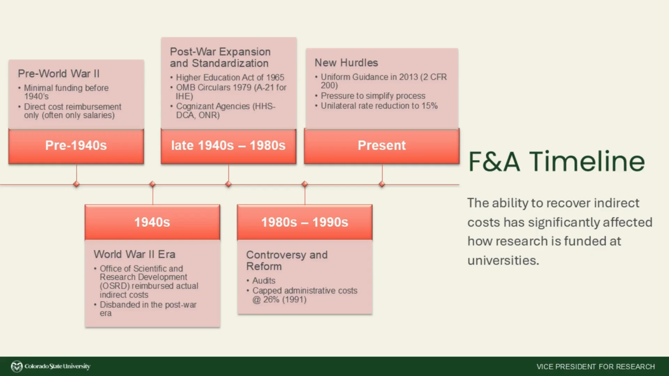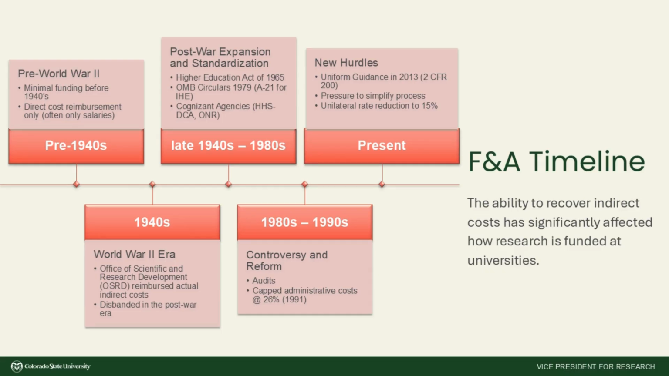So first slide here, I just wanted to talk about the long history of cost reimbursement and indirect cost reimbursement with the federal government for research and support of the research infrastructure. Prior to World War II, there was not a lot of research going on that was sponsored by the federal government, right? And so it was usually just a direct cost reimbursement, usually just paid for the salaries of the researchers working on the project, that kind of thing.